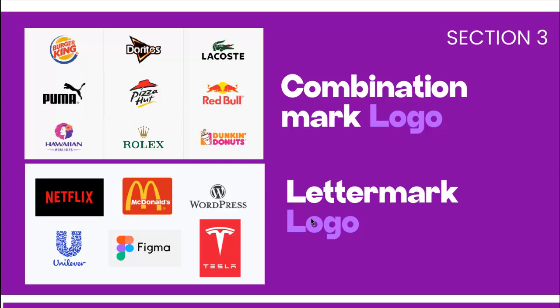And then we have the letter mark logo. Now for example, we have WordPress here, we have Tesla, we have Figma, we have Unilever, we have Netflix, we have all of them here. So these are letter mark logos. A letter mark logo is one where the logo icon has been cut out from the letter. You use the alphabet to create the mark. Okay, so these are just examples.